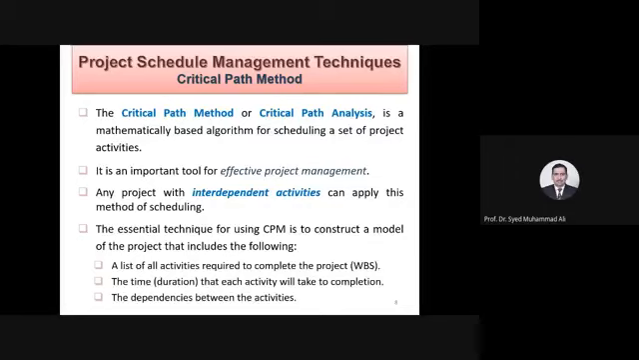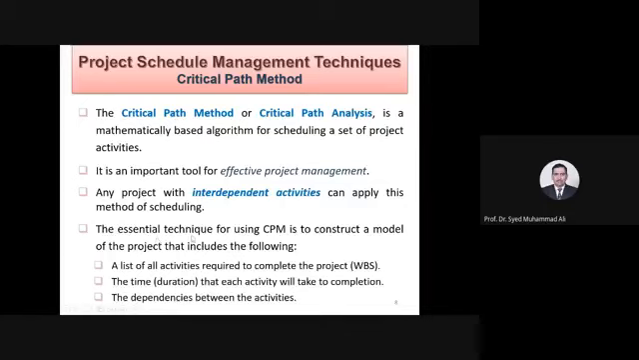On a click of a button, it will do this critical analysis. CPM, or critical path method, will be employed, and you will get the results within seconds. But you should know what has been done at the back end. Okay. So it is important for effective management. Any project with interdependent activities can apply this method.